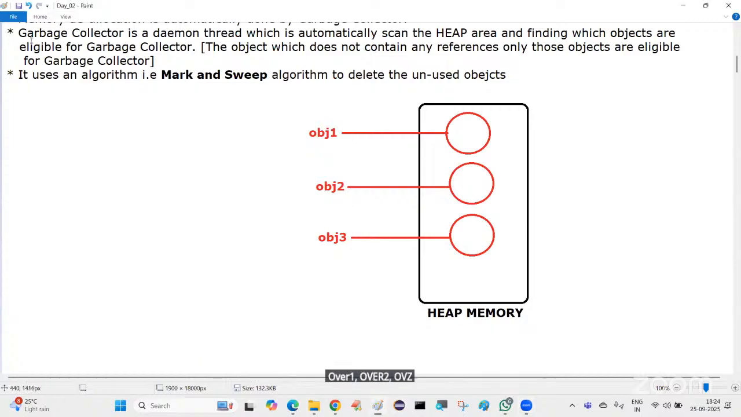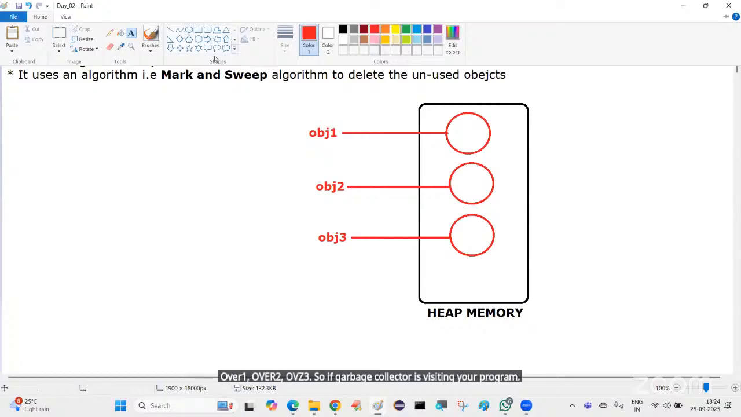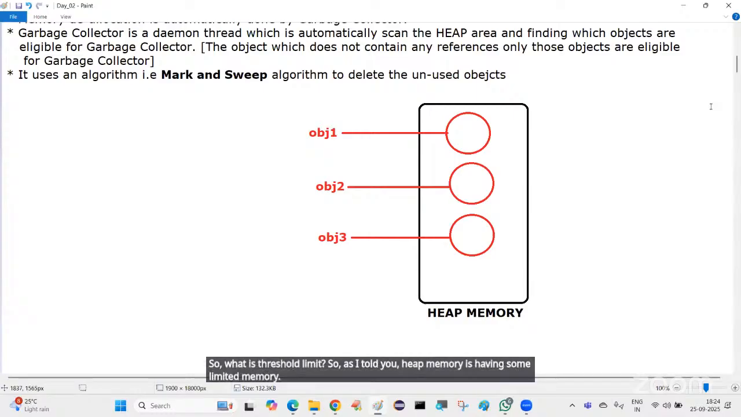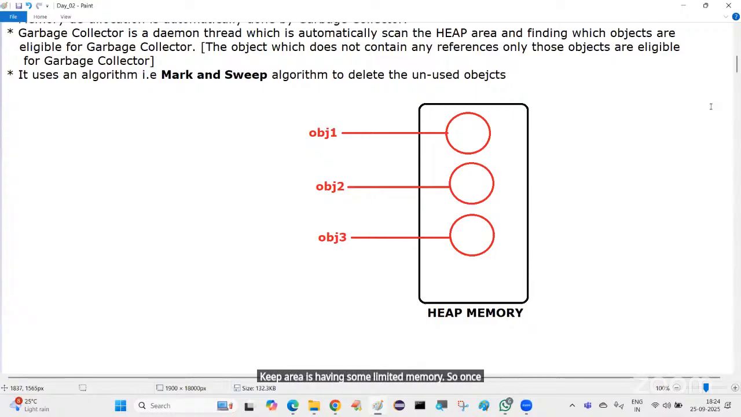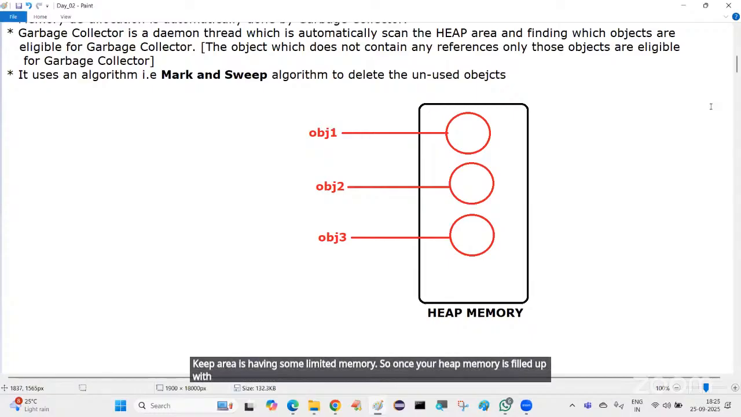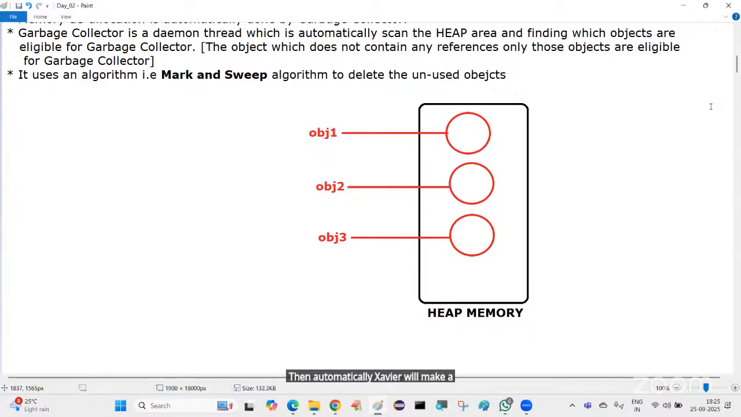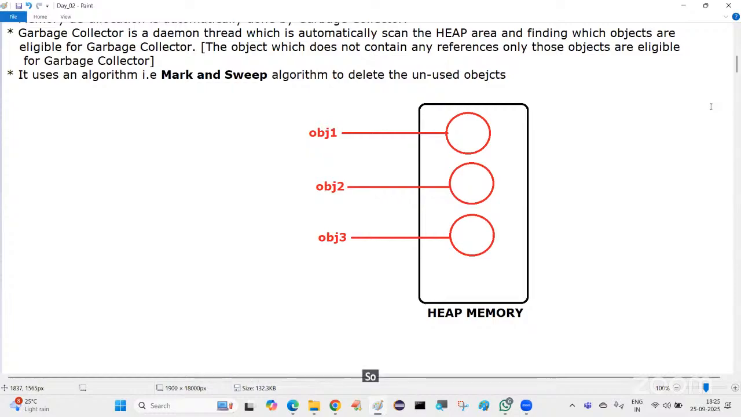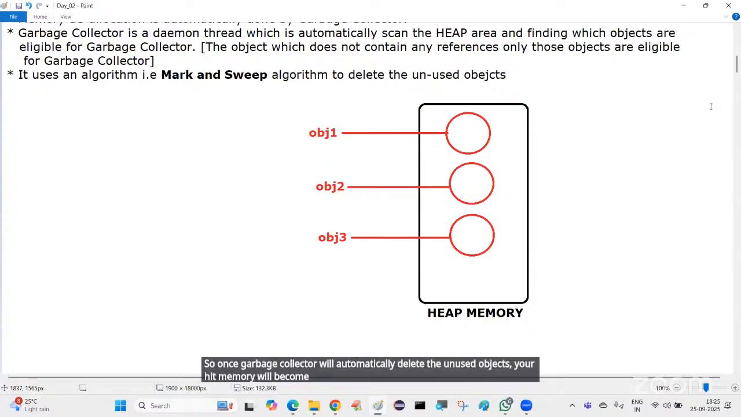So when will garbage collector visit my program? It depends upon the threshold limit. What is the threshold limit? As I told you, heap memory has some limited memory. Once your heap memory is filled up to 60 to 70%, JVM will automatically make a request to garbage collector to visit the heap memory, to delete the unused objects. Once garbage collector deletes the unused objects, your heap memory will become free.